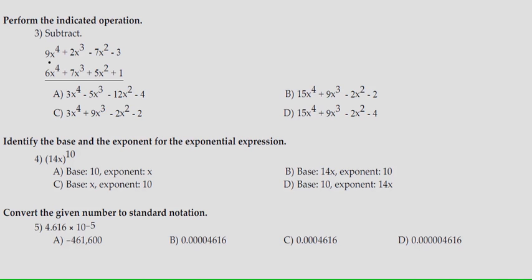We subtract x power 4 with x power 4, right? So how is it going to be? 9 minus 6, we subtract only the coefficients. 9 minus 6 equals 3. So that will be 3x power 4. Then the x cubed together, 2 minus 7. Is it positive 5 or negative 5? Negative 5. So this will be minus 5x power 3.